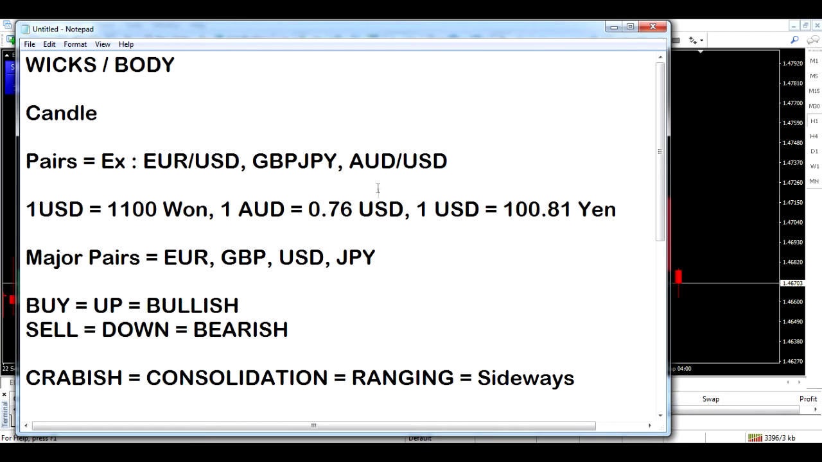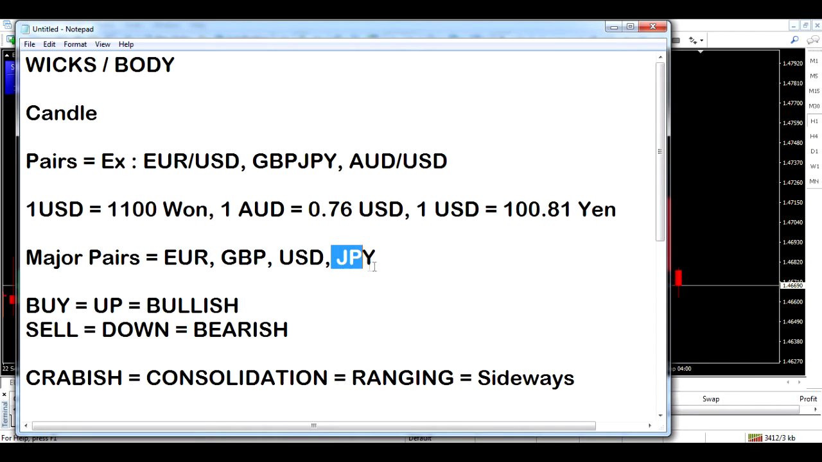When we say a battle between the bears and the bulls, you cannot trade the market without putting one currency against another currency. Let's say in this example, euro is the bull and US dollar is the bear. That is the battle between the bulls and the bear. You need to trade in pairs to be able to trade in the forex market. The major pairs that are currently traded are the euro, the pound or sterling, US dollar, and the Japanese yen.